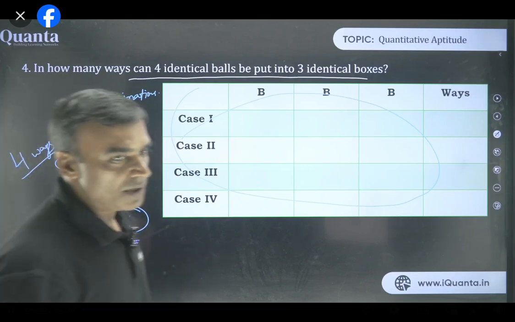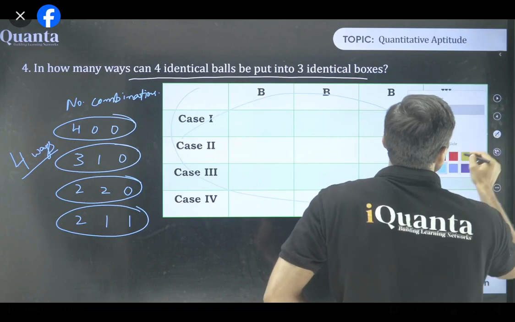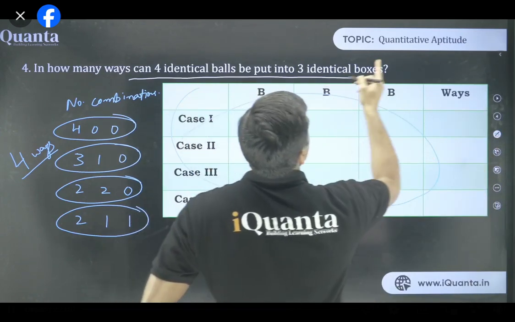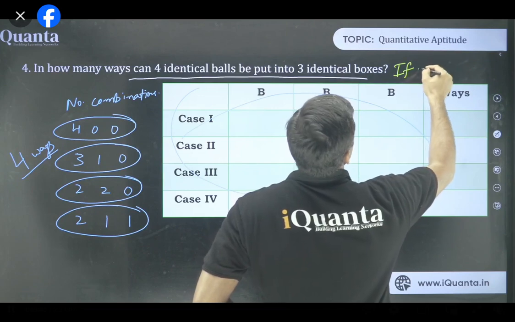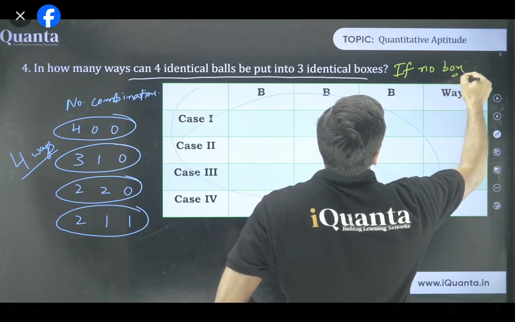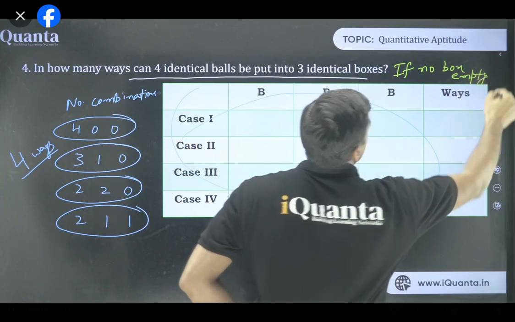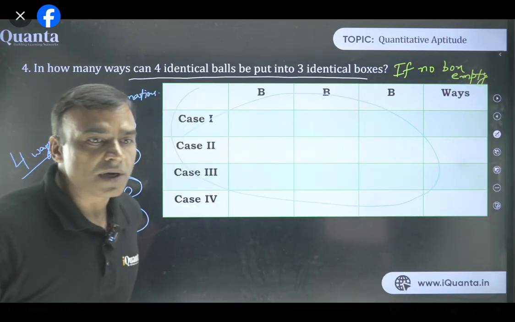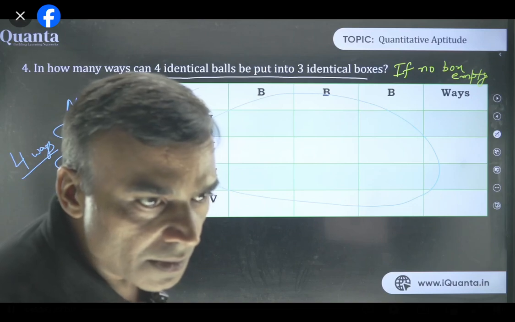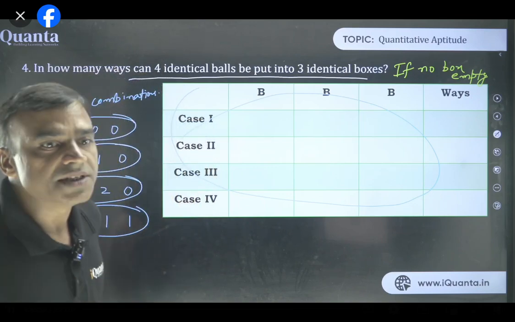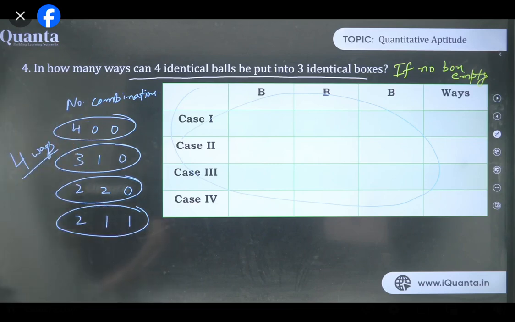I'm going to add something to it. If I give you the question, identical boxes, if no box empty, then what will be the answer? I'll wait for your answer. In the same question, if I add the condition no box empty, if I add the situation that no box is empty, then what's the answer? Just a second.